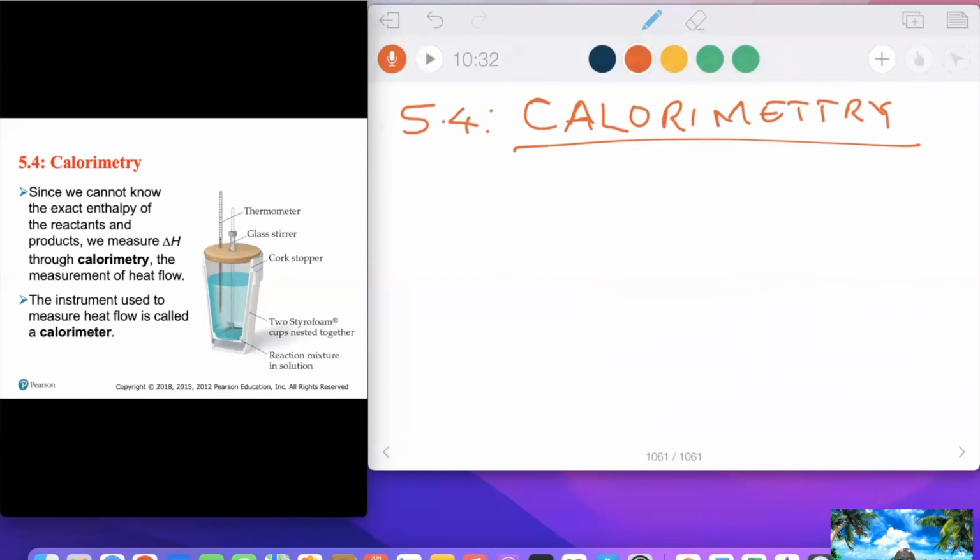What is calorimetry? Calorimetry is the process by which the change in enthalpy of reaction is determined in the lab, and you use what we call a coffee cup at constant pressure. The coffee cup is used to measure enthalpy of reaction.